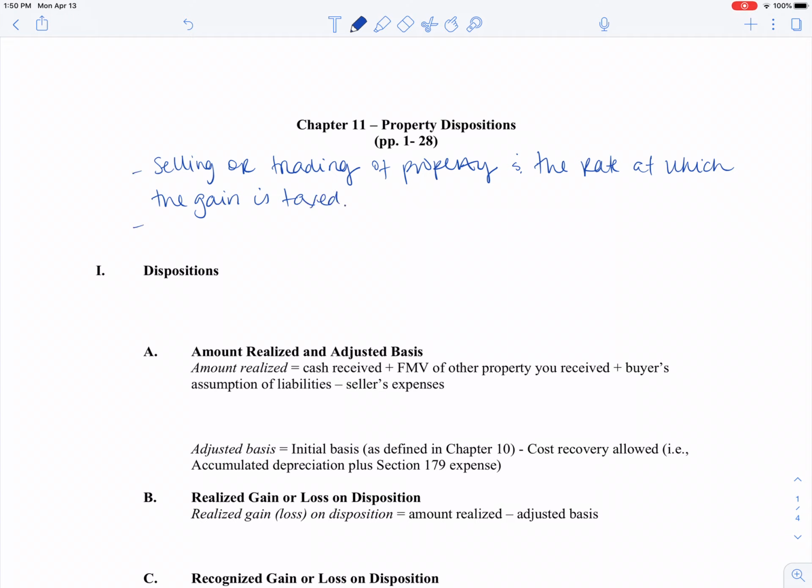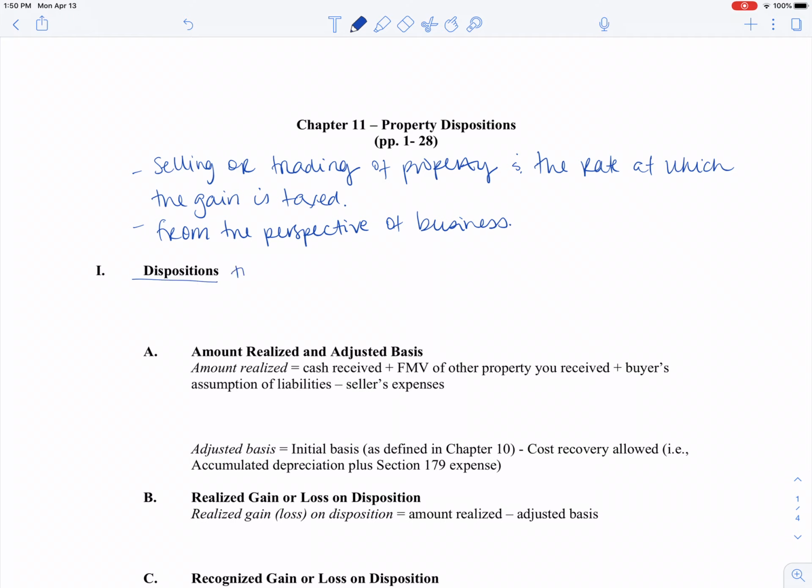Everything we're looking at in this chapter is from the perspective of the business. So we'll think about the consequences for the individual taxpayer, but our focus is on what is happening from the perspective of the business, and we're thinking about the owners of the business. So when we're thinking about what a disposition is, we're getting rid of an asset.